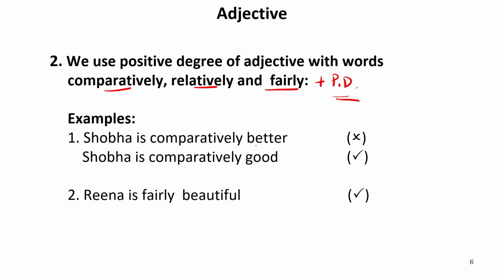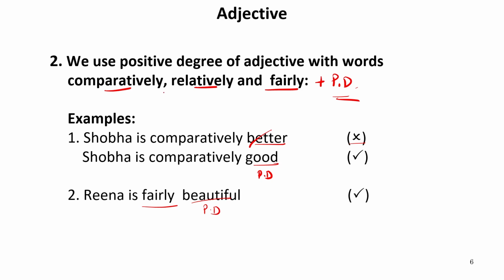So I'm saying that Shobha is comparatively better, or maybe possible I'm comparing it to a single person only. Now it is written better, which is a comparative degree. So the sentence is incorrect. To rectify this, we'll replace this better with good. So the correct sentence is Shobha is comparatively good, because after this we need positive degree of adjective only. Reena is fairly beautiful. So, beautiful is again a positive degree of adjective, or you can say after fairly we have used a positive degree of adjective. So, this sentence is absolutely correct.